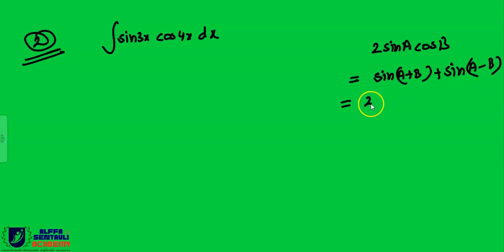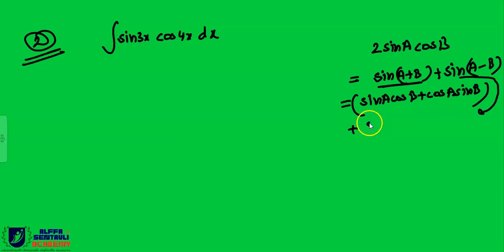Now if we open this, beta, let us check whether our assumption is correct. This can be written as sin A cos B plus cos A sin B, as it is. Now this term will be plus sin A cos B minus cos A sin B. Now this term and this term get cancelled out, and the other two terms get added, and we get 2 sin A cos B. So this is a correct assumption. This can be written as sin A plus B plus sin A minus B.